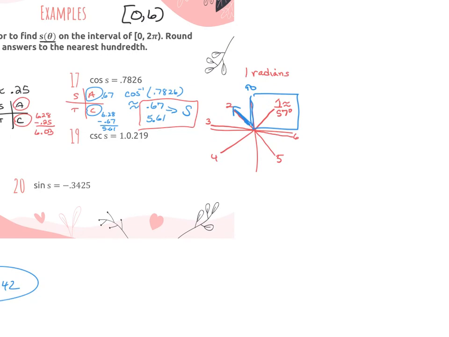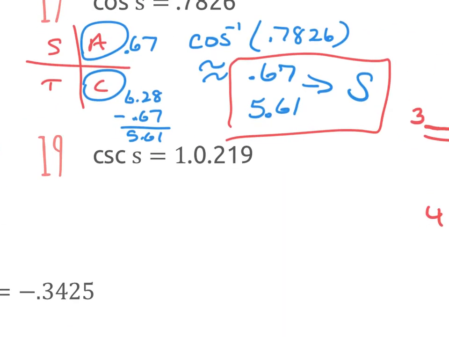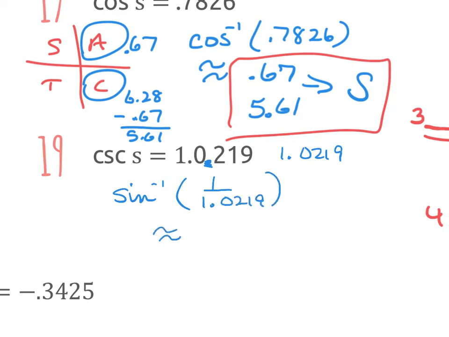Let's try number 19. Again, it's a reciprocal. Cosecant is the reciprocal to sine. So I'm going to do sine -1, 1 over, and get rid of this decimal point. Make this 1.0219. There's 2 decimal points there. So 1.0219, hit enter, and I get 1.36.